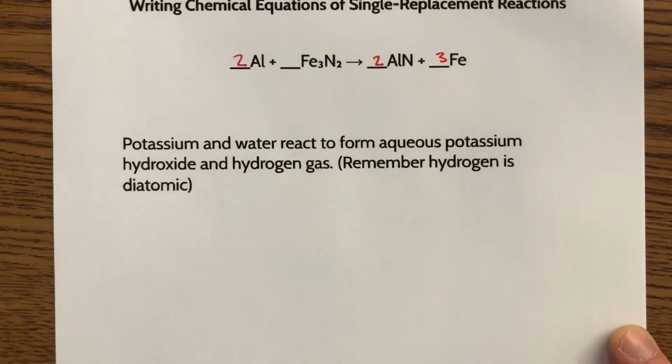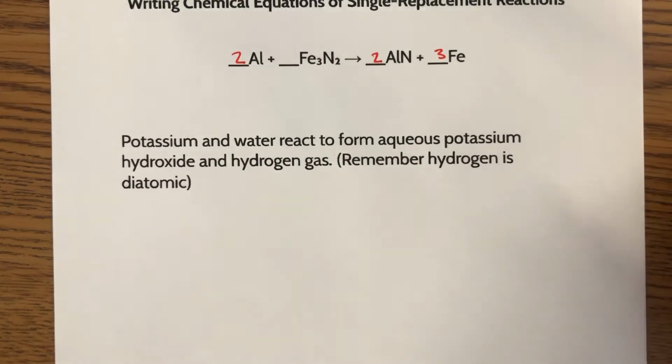All right, now let's work on this one down here. So potassium and water react to form aqueous potassium hydroxide and hydrogen gas. Okay, and hydrogen is a diatomic molecule. If you've watched the previous videos, I've discussed that in depth on the other videos.